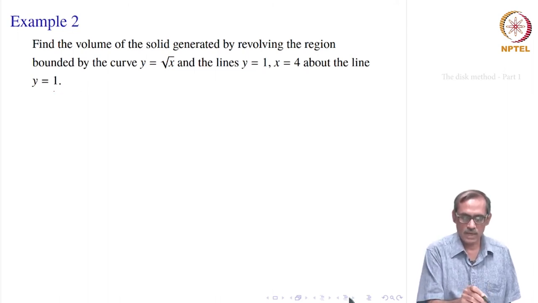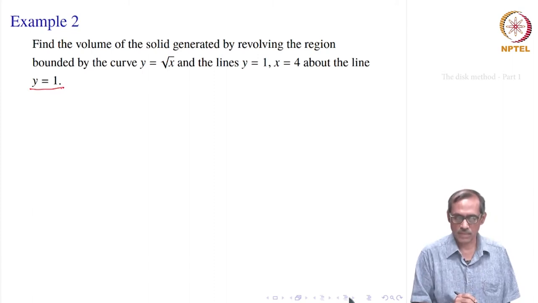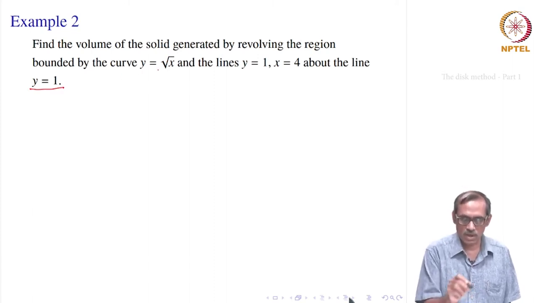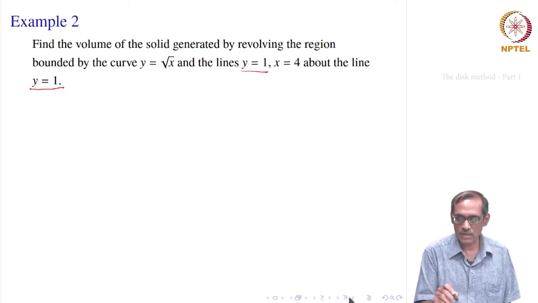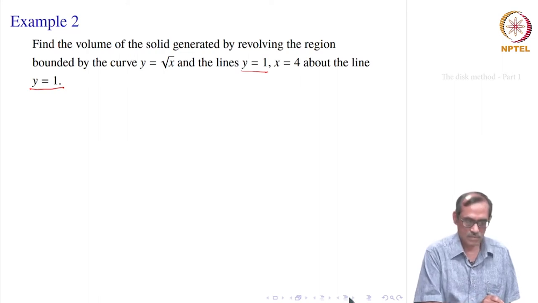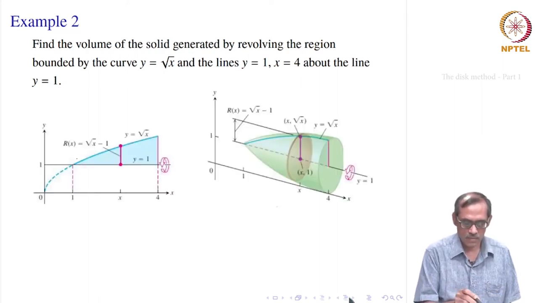So, that means we are not revolving it around x axis, we are revolving it around the line y equal to 1. And the region is bounded by this curve, the line y equal to 1 and x equal to 4. So, how does the figure look? We have y equal to root x, which is the blue one, the curve here, and then y equal to 1 is the line here around which we have the region.